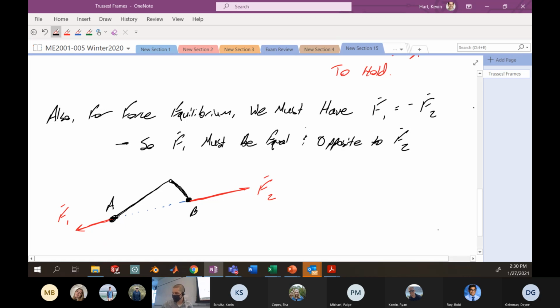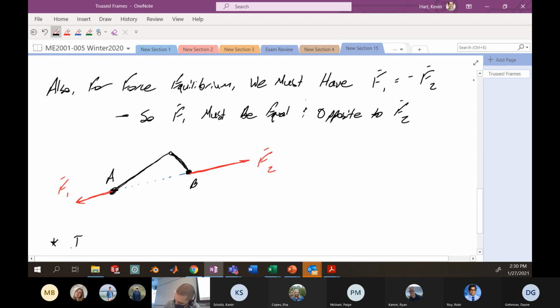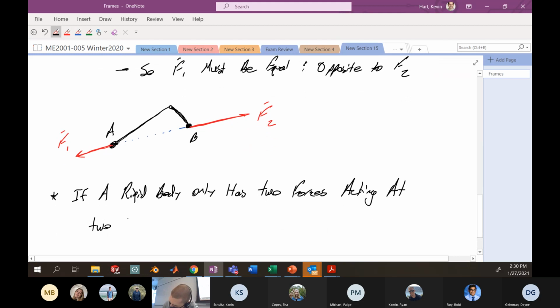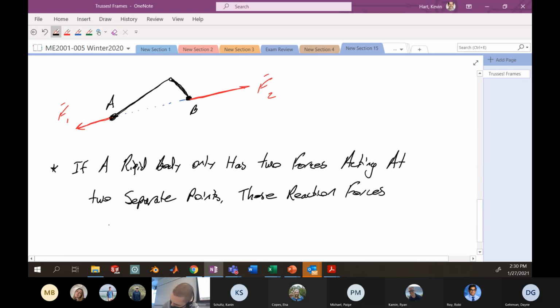Okay, so what does that mean? So finally, if a rigid body only has two forces acting at two separate points, those reaction forces must be along the same line and must be equal and opposite.